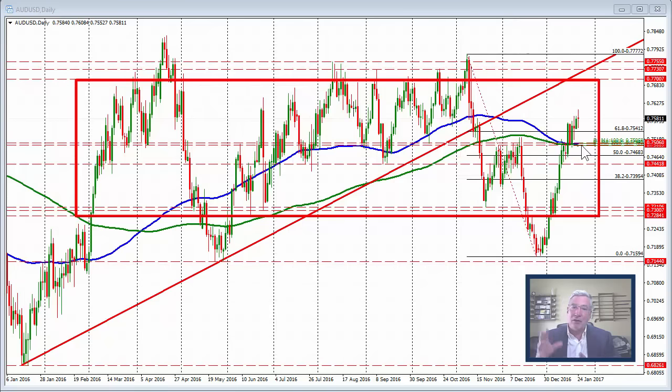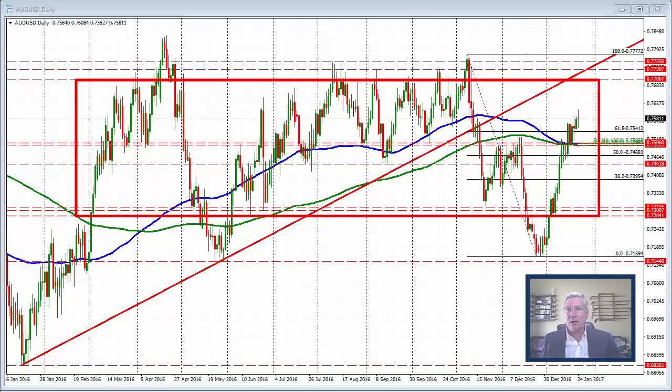We have some challenges ahead off of this daily chart, but right now the bulls are more in control. And today, as a matter of fact, we traded at the highest level going back to November 11th, 11/11/2016. So that's a step in the bullish direction for that currency pair.